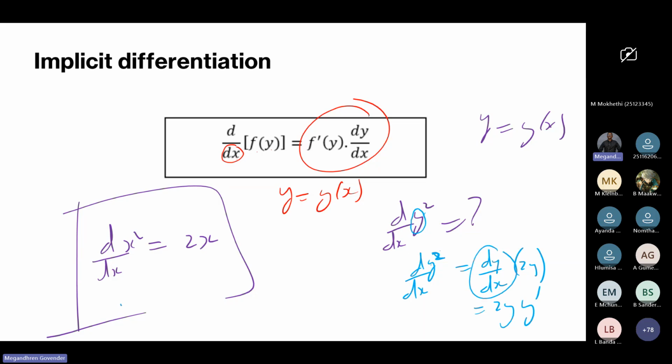That's it. So the derivative of x squared, which is explicit, is 2x. But the derivative of y squared is not just 2y, but 2y y prime. The y prime comes from the inner function. It's the chain rule. So if you are differentiating implicitly, you're always going to get a y prime coming up. So I'll give you another question. What is not d dy, but what is d dx of y cubed? Let's see what you say.